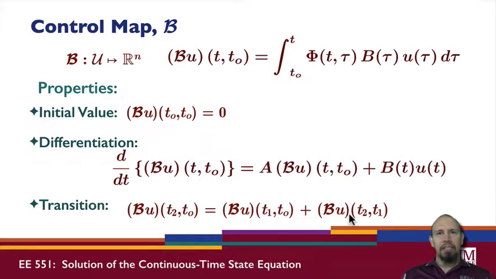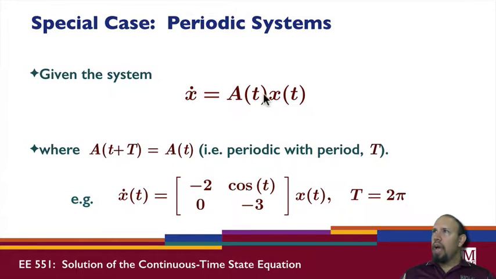Now, a special case of linear time varying systems is when we have a periodic system. So if A is periodic, then A of t plus capital T equals A of t, where capital T is the period. So for example, this matrix is periodic, and the period is 2 pi in this case. That is, this matrix comes back to be the same matrix every 2 pi values of t.